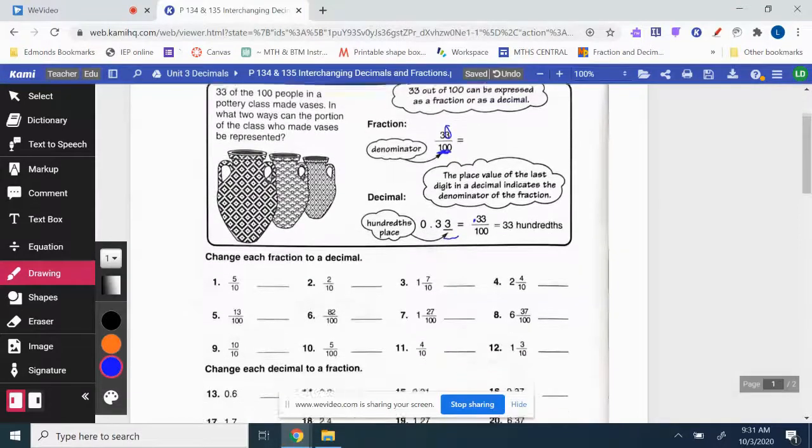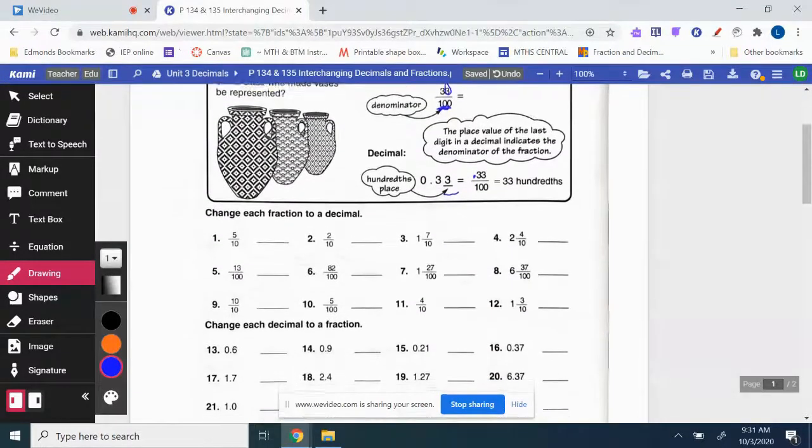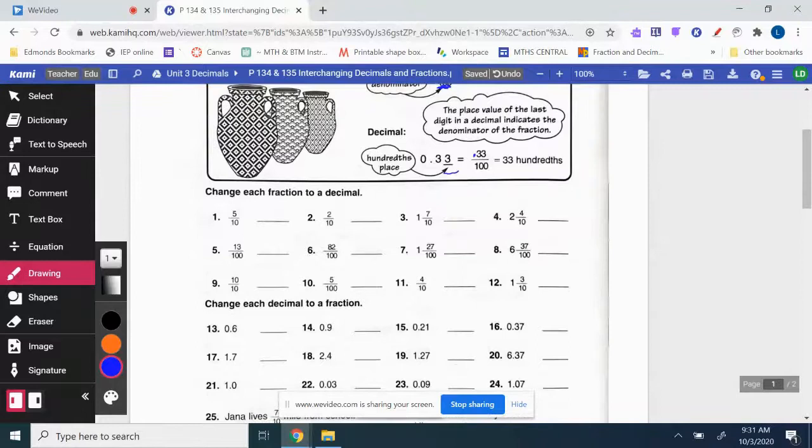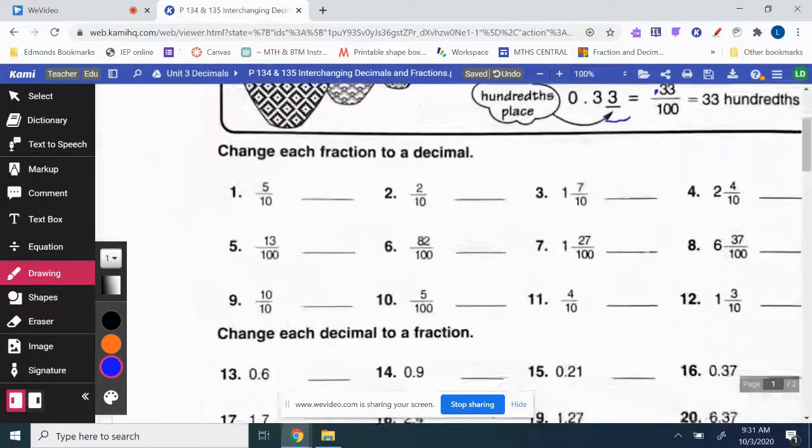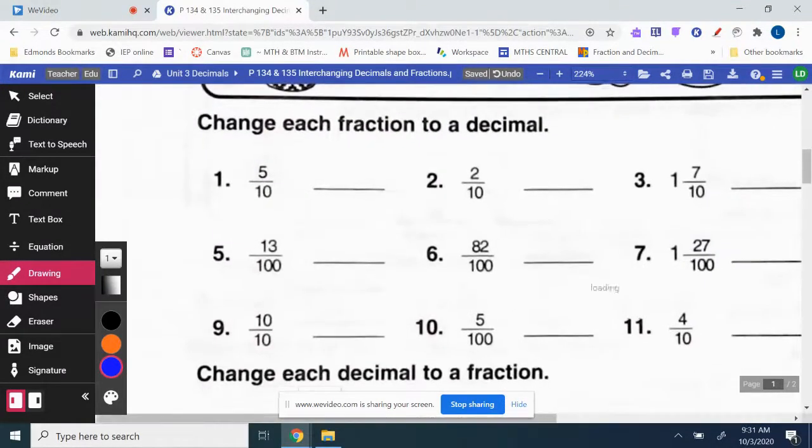So on this page, you're only going to do evens, so don't get overwhelmed by the number of problems there are. We're only doing evens in class. So let's take a look at this. It says change each fraction to the decimal. So if it's over 10, we're going to change it to be the tenths place. This tells me that the denominator says tenths, so this tells me that's 5/10.